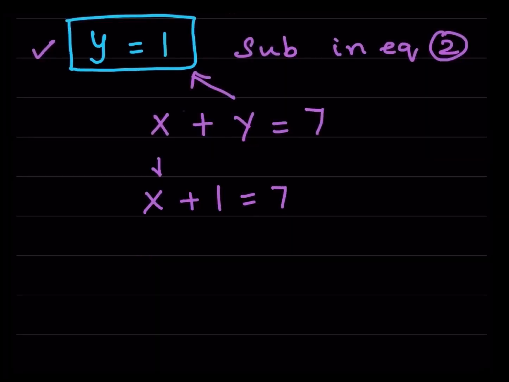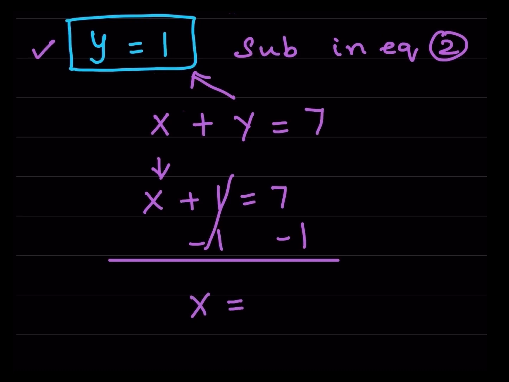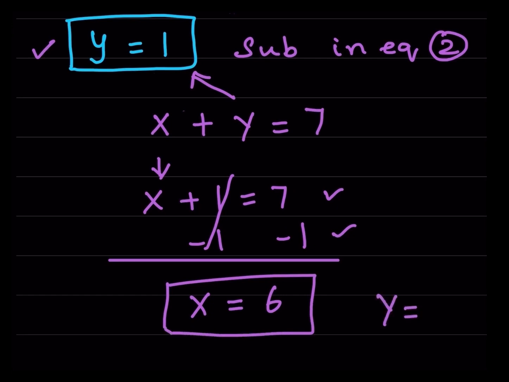I want only x on the left hand side. So I want to take out 1. So I'm going to subtract 1 on both sides of the equation so that the equation doesn't change. And this cancels out. So x is equal to 7 minus 1 is 6. So x is 6 and y is 1.